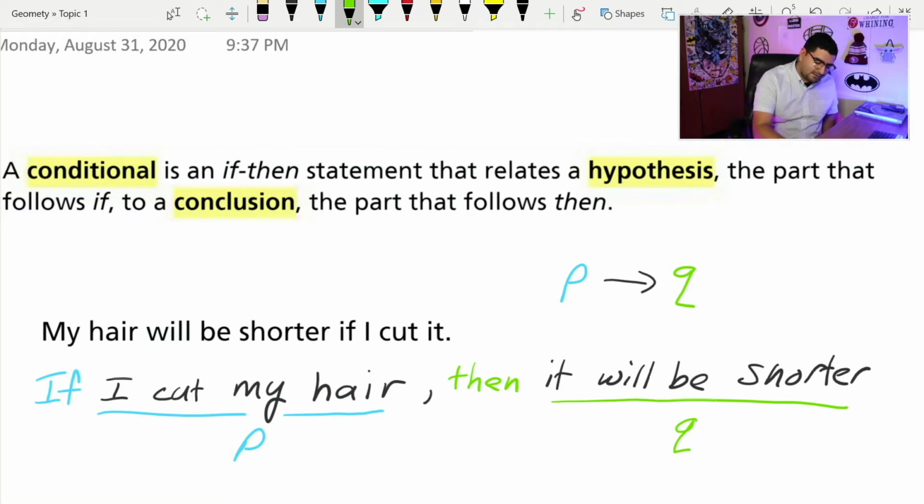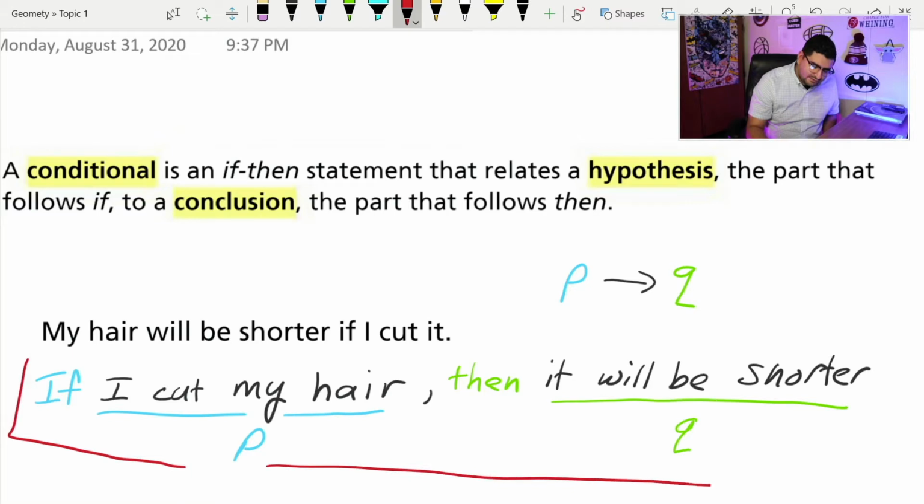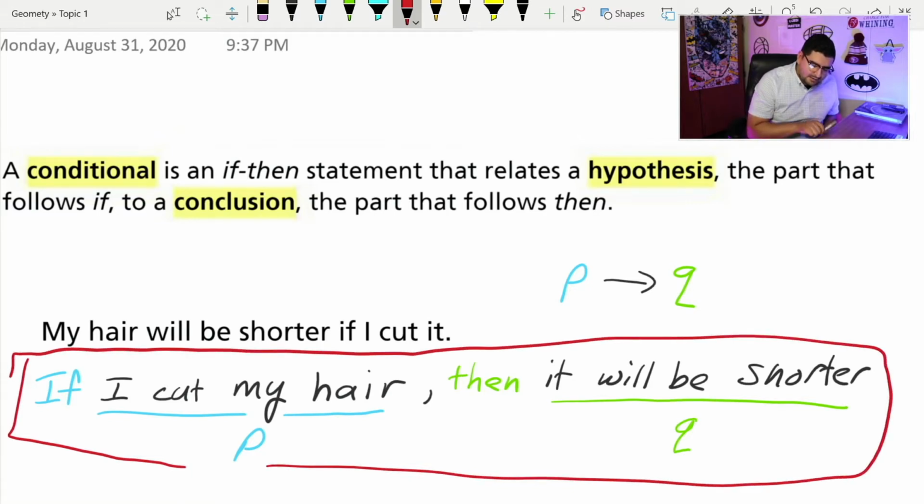Again, this would be my conditional down here, if I cut my hair, where you can see the two parts to it, the hypothesis, which is in blue, and the conclusion, which is in green. The next part to conditionals is that a lot of times we try to find their truth value. Are they true or are they false?